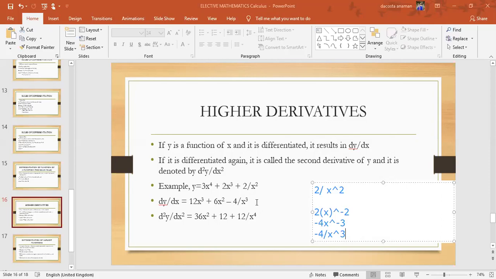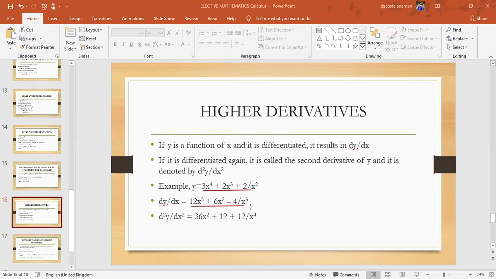So as you can see, we have differentiated this function. Is that okay? We have differentiated it, and this is it. Now, normally that's it, but we are being told to differentiate it again. That is, after differentiating the normal function, you will get the first derivative. That's 12x cubed plus 6x squared minus 4 over x cubed.